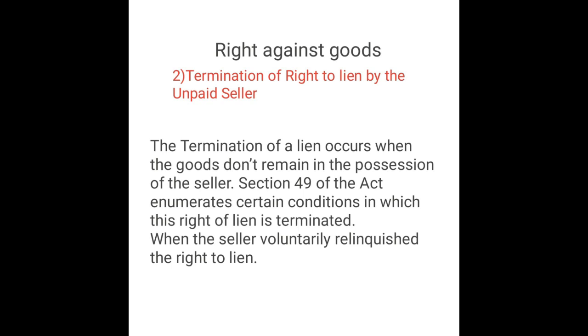Right against goods. 2. Termination of right to lien by the unpaid seller. The termination of a lien occurs when the goods don't remain in the possession of the seller. Section 49 of the Act enumerates certain conditions in which this right of lien is terminated, such as when the seller voluntarily relinquishes the right to lien.